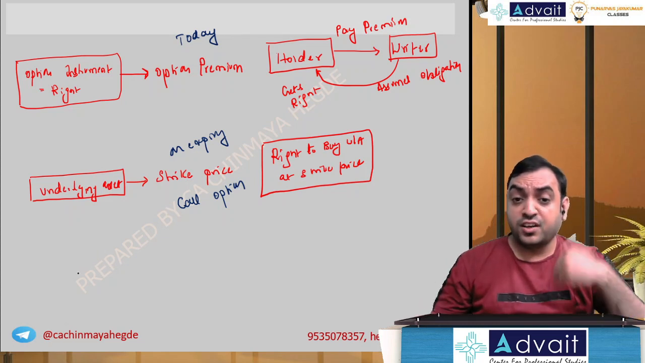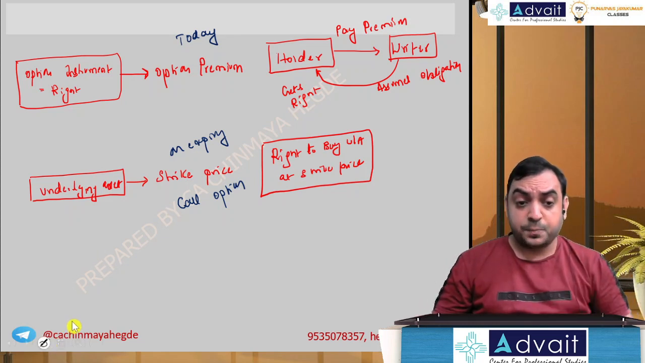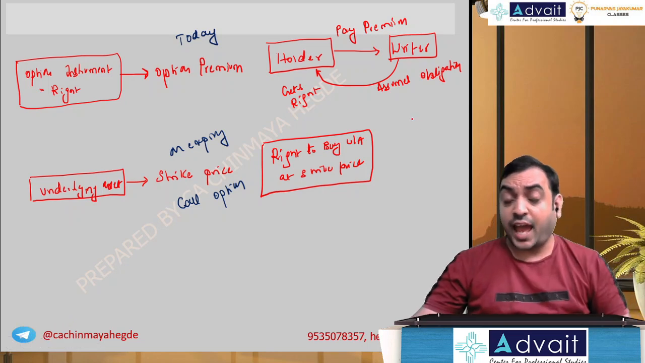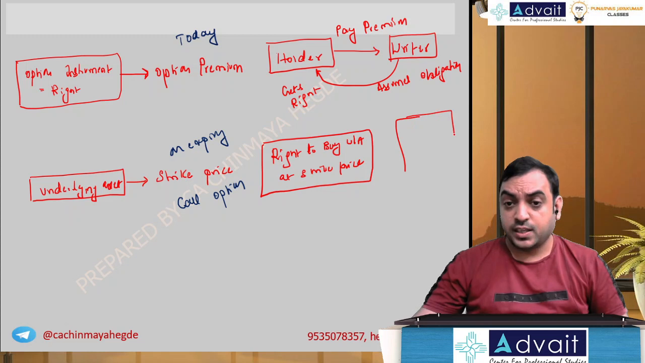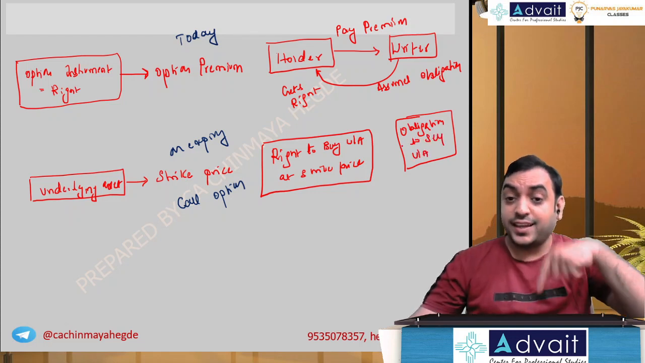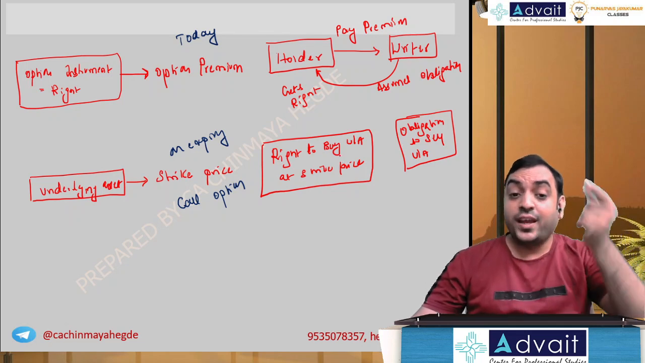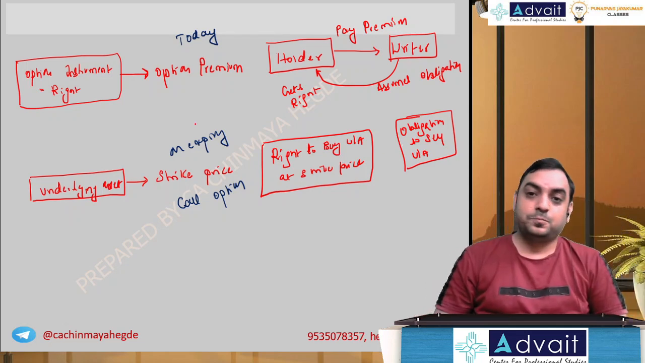And when you have a right to buy, what will the other person have? The writer will have to sell. If you have the right, somebody will have the obligation. The writer will have the obligation to sell the underlying asset. At what price? At the strike price. When? On expiry.